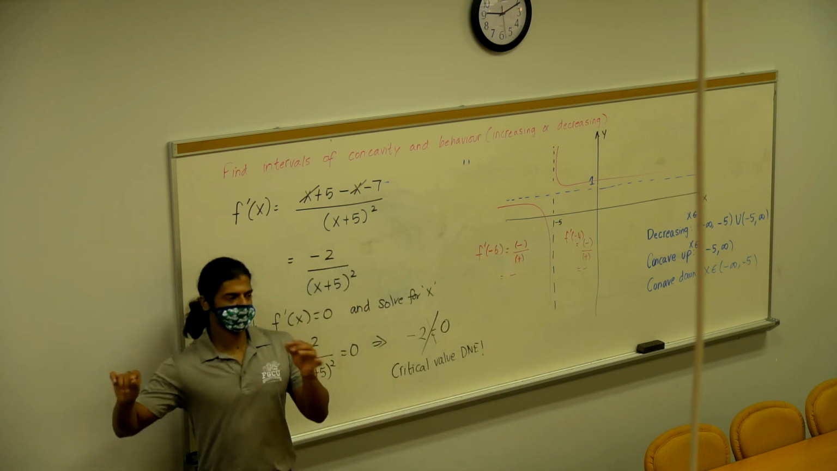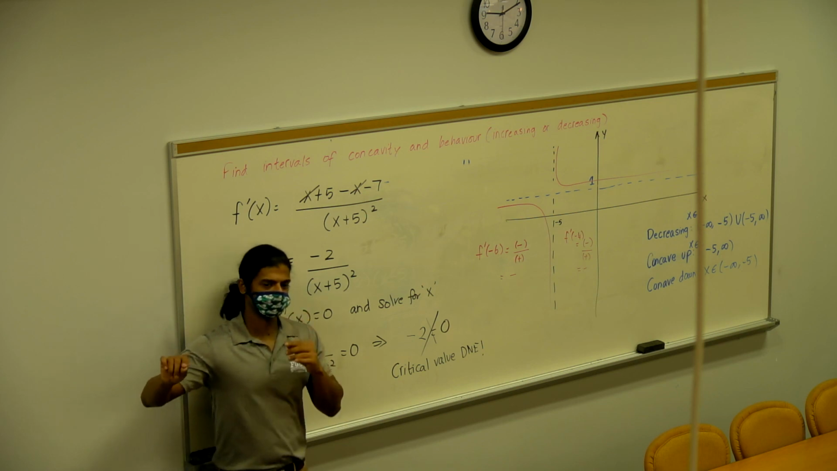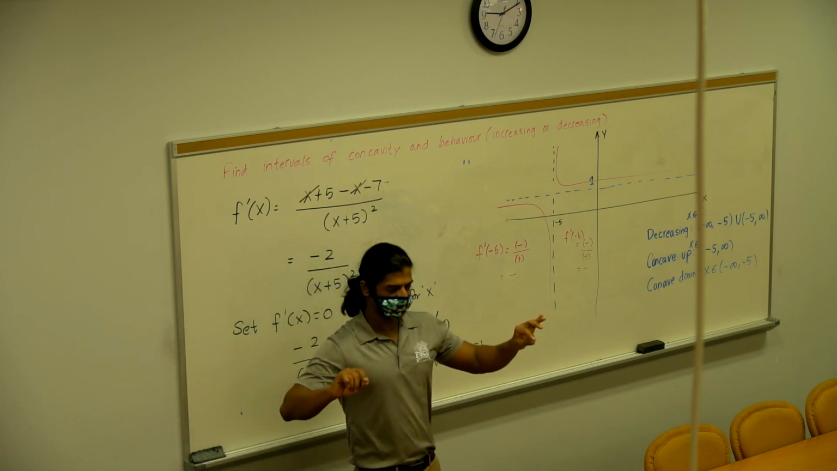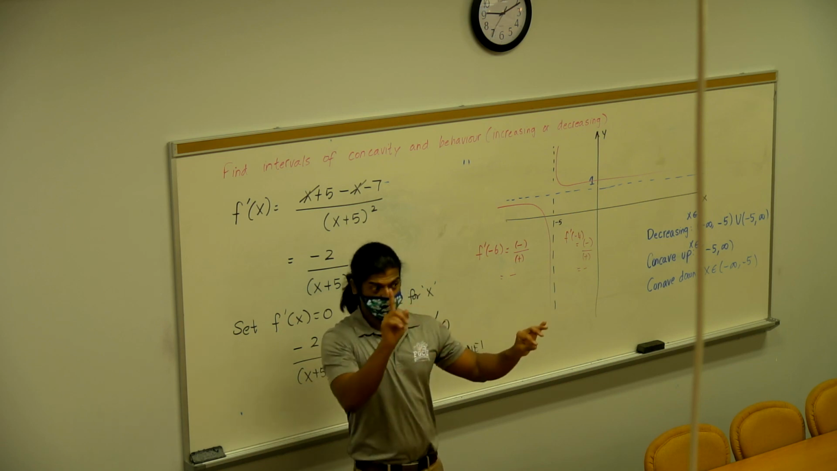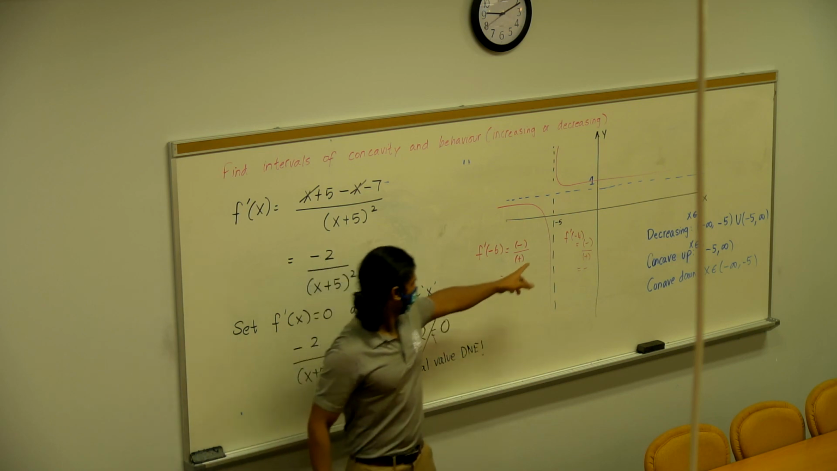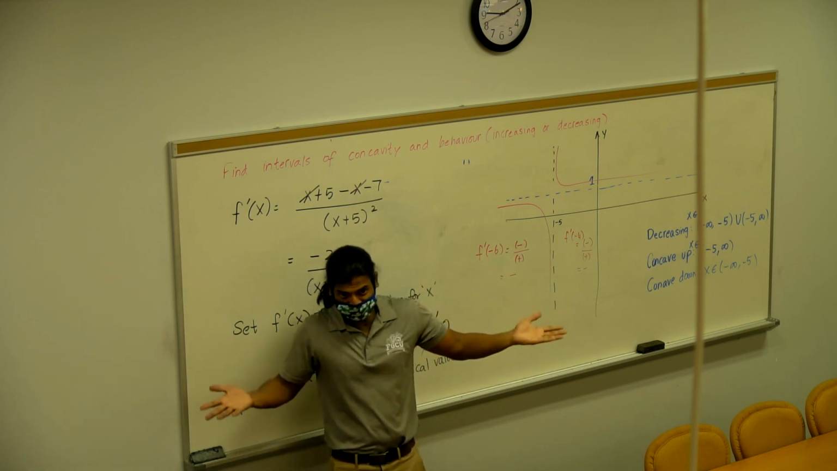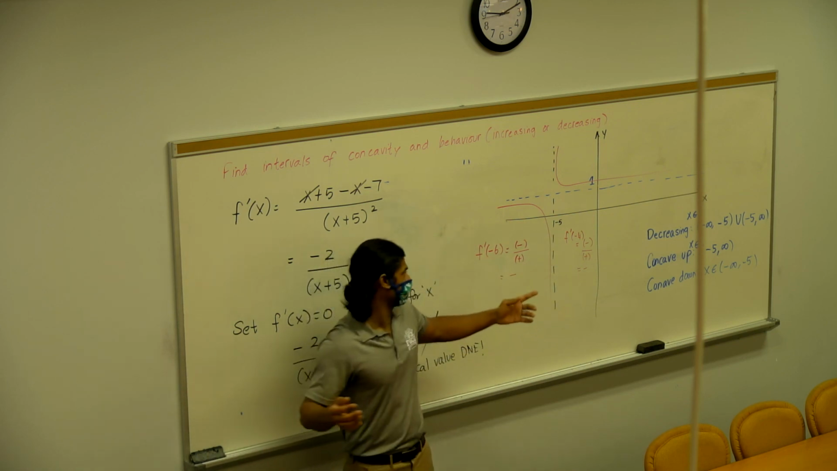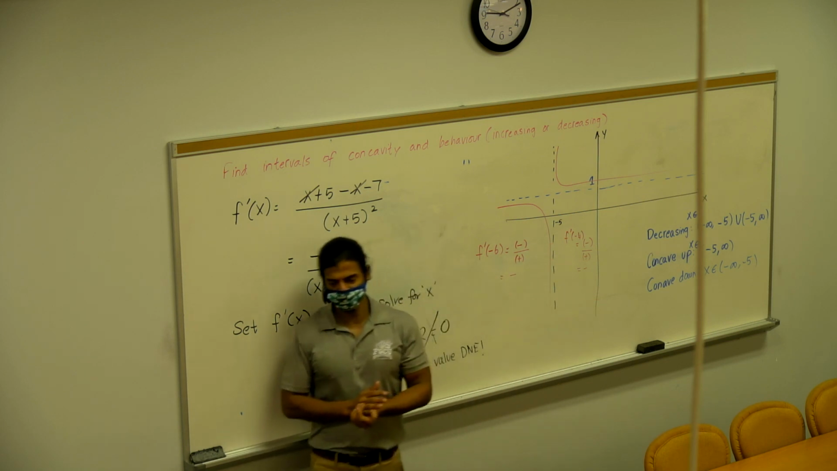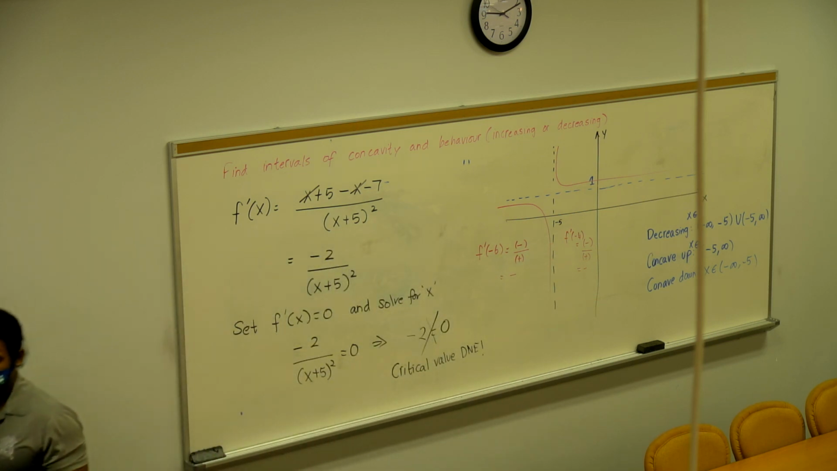If you go back and look at the definition, a point of inflection is where the second derivative is equal to 0 or the second derivative does not exist. This is a case where the second derivative is not going to exist because the first derivative doesn't exist exactly at negative 5. But could we say negative 5 is a point of inflection? Yes, because the concavity changes.